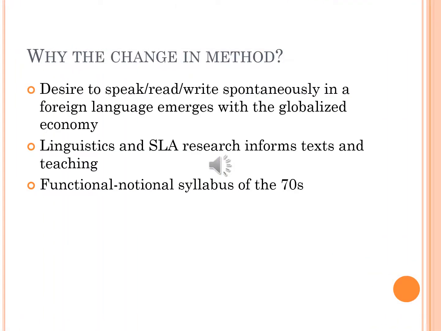So you might be wondering, why did we change the method? For one thing, we had a greater desire to speak, read, and write spontaneously because of globalization. So when there was a shift in economic means, there was really no reason just to translate large text. People actually had to do things in foreign languages. And also, in the 70s, they came up with new understanding of language learning. So we gave up on grammar translation. This was by the 30s.